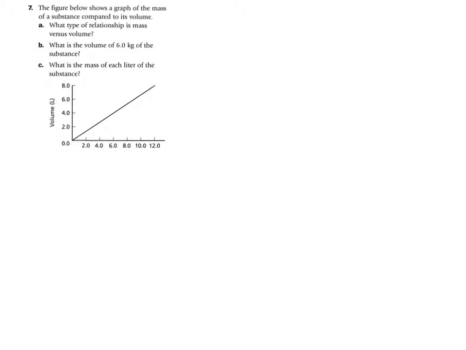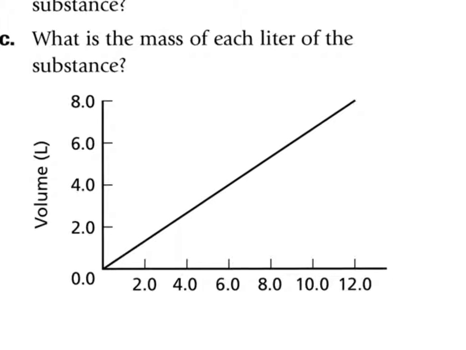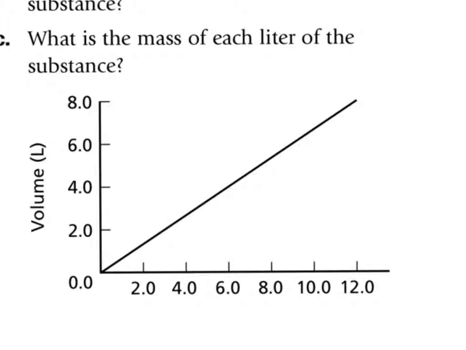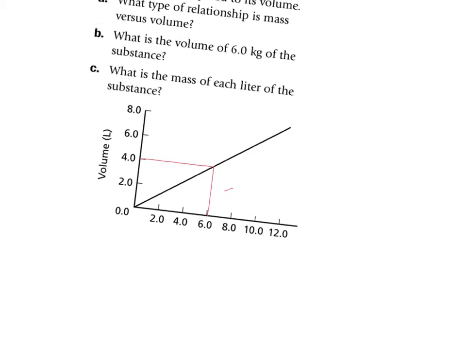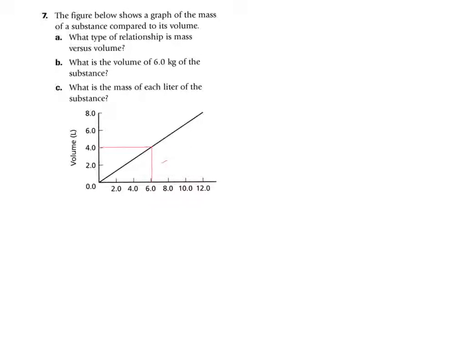Now, when we look at question B, what is the volume of 6 kilograms of the substance? It might be easier for us to zoom in a little bit here. Draw a line from 6 kilograms and then trace over and see where that would then intersect. Where do the numbers intersect? And we would see that for B, the volume of 6 kilograms would be 4 liters.